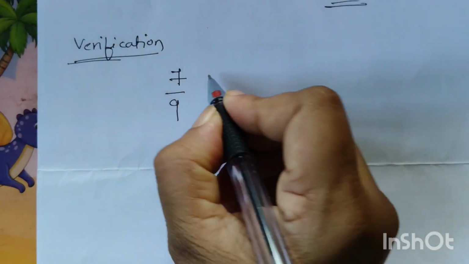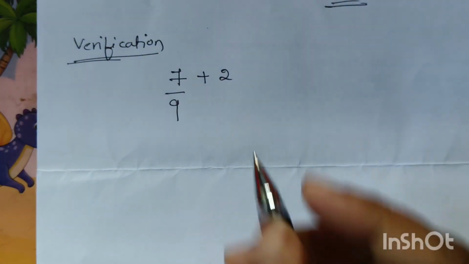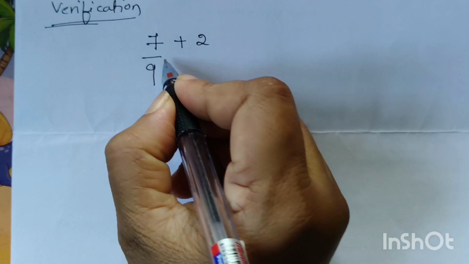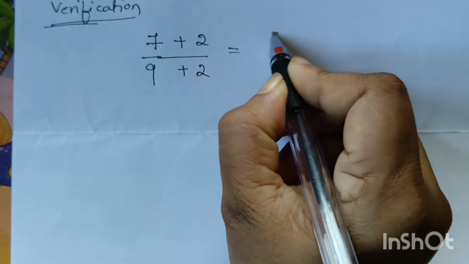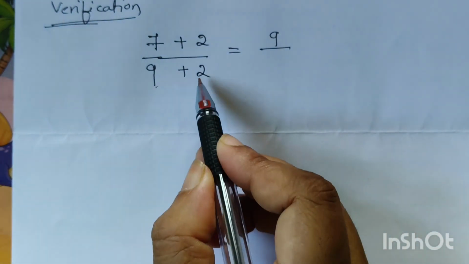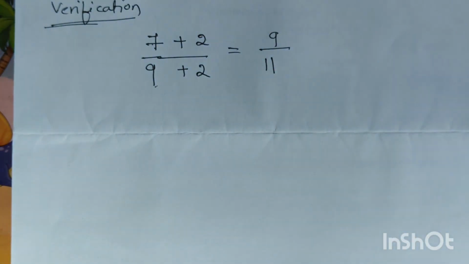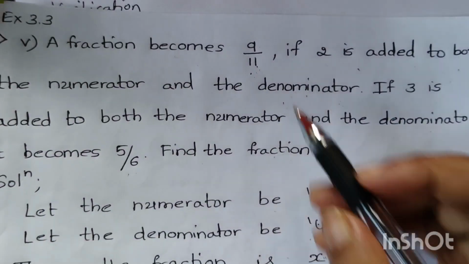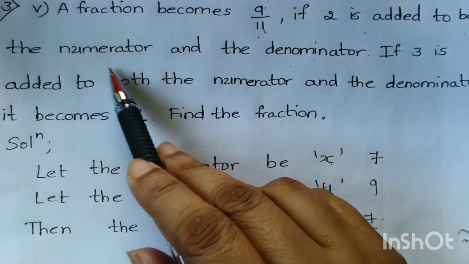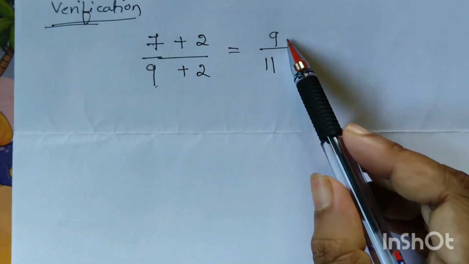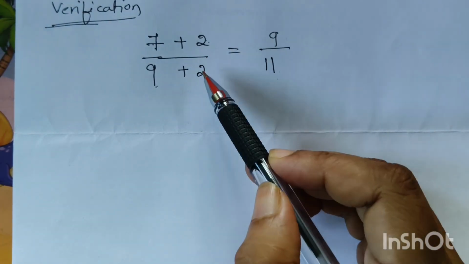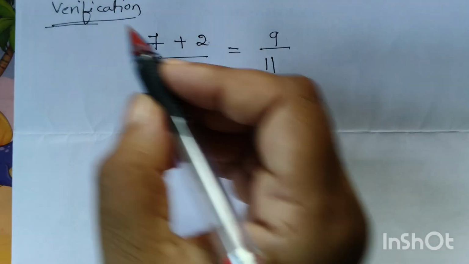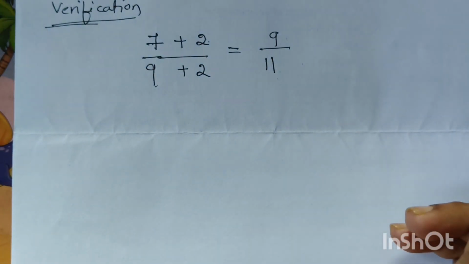Let us add 2 to the numerator and to the denominator. Okay. Let us see what it will become. 7 plus 2, 9. 9 plus 2, 11. What did they tell us? The fraction becomes 9 by 11 if 2 is added to numerator and denominator. Yes, the fraction became 9 by 11 if we add 2 to the numerator and 2 to the denominator, right? Therefore, our equation 1 holds good.